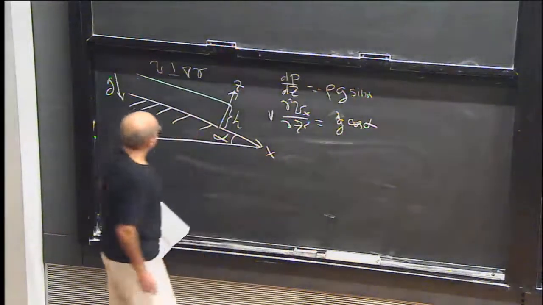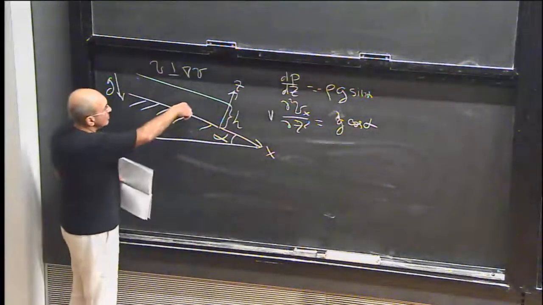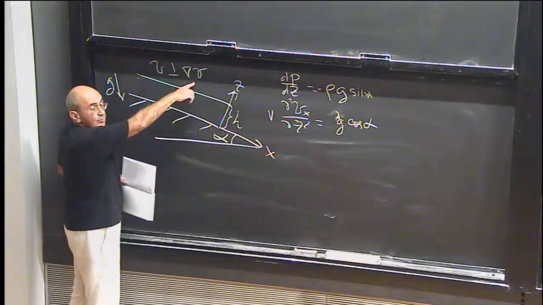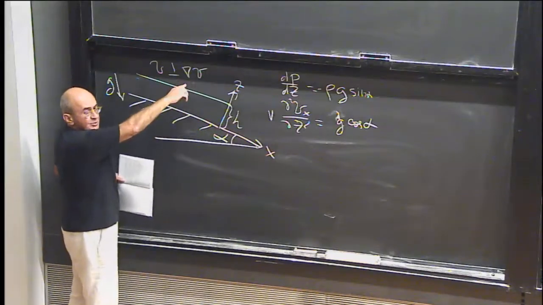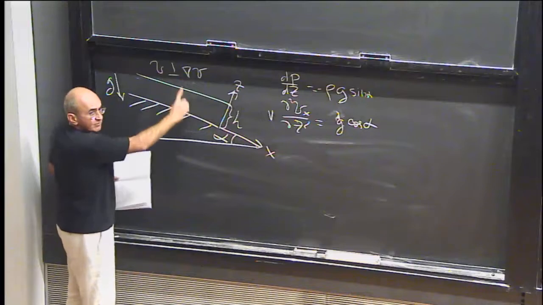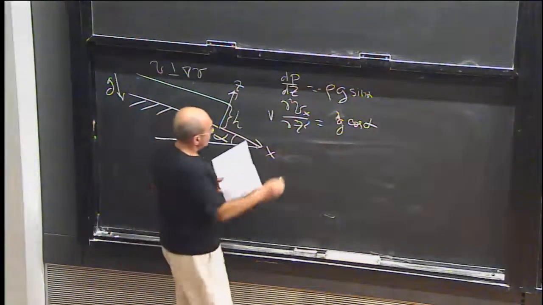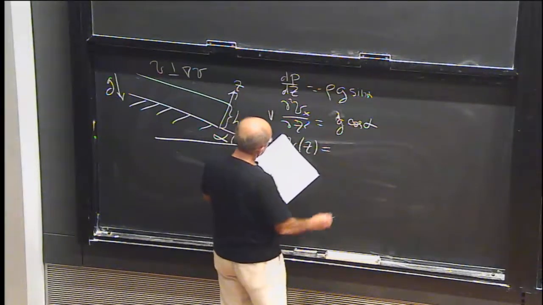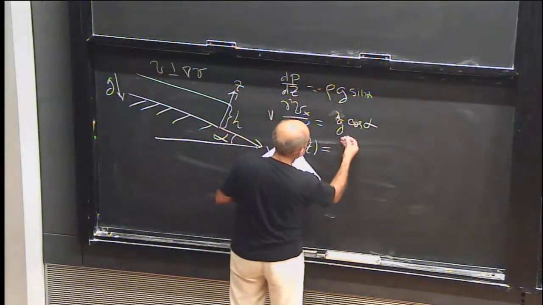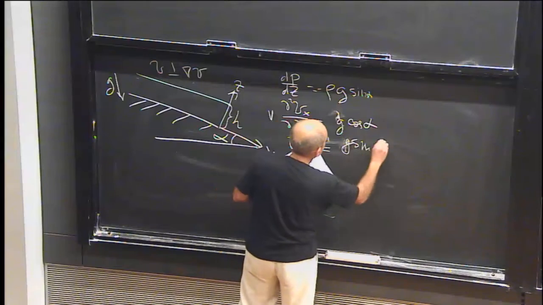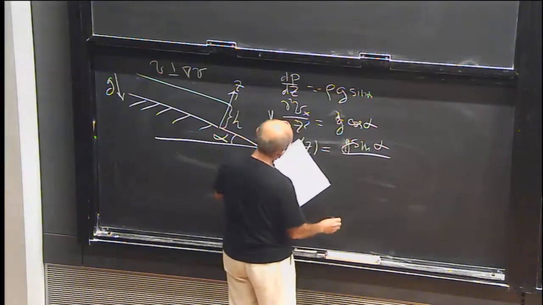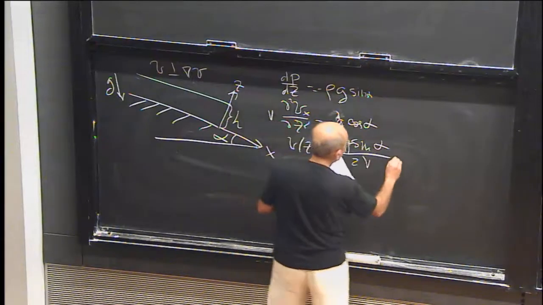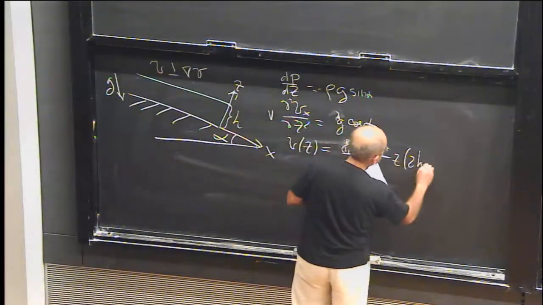So let me write this. And of course, you need to satisfy boundary conditions: the velocity is zero here, but the stress here is just pure pressure. So whatever atmospheric pressure you have, here stresses must have only a normal component. So here's the solution. It's pretty simple. V depends only on z. It's g sine alpha divided by 2 nu, z times 2h minus z.